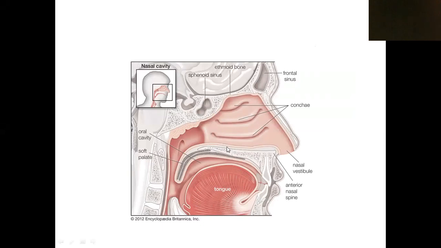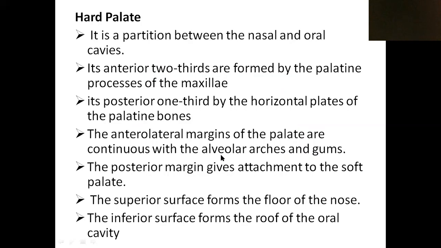See, its anterior part is made up of bone. This part is made up of bones, and that part is known as the hard palate. And the posterior part, this area, is made up of muscles. This posterior part is known as the soft palate. So anterior part, hard palate; posterior part, soft palate. Now we are going to see the features of the hard palate.